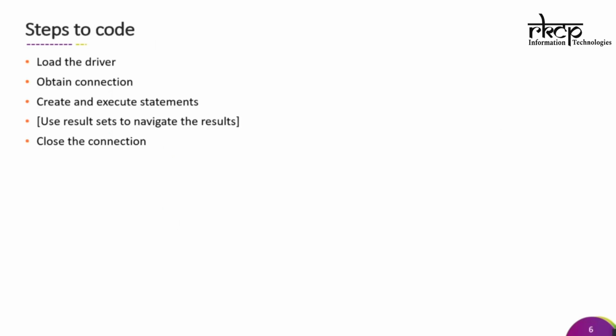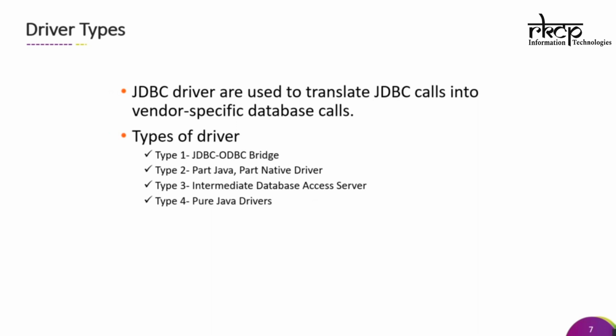Now, if we go next, what steps should you follow? There are only 4 to 5 steps to get a JDBC program: how to load the driver, how to get a connection, how to create your statement, how to execute a statement, how to traverse in the result, how to navigate in different results, and finally how to close the connection. Since this is theory, you will not be able to understand the meaning of these steps. Don't worry, I will show you step by step.